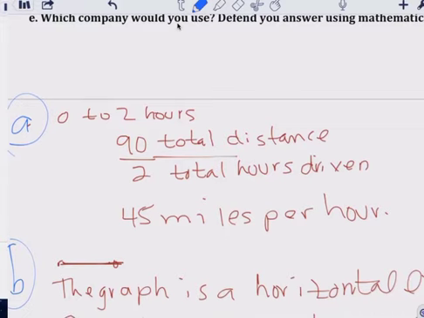The first question asked was how fast was Samuel driving between 0 and 2 hours? You take the total distance, divide by the total time he drove, which is 2 hours. Total distance was 90, and you get the answer of 45 miles per hour.